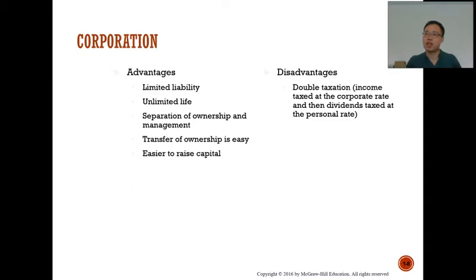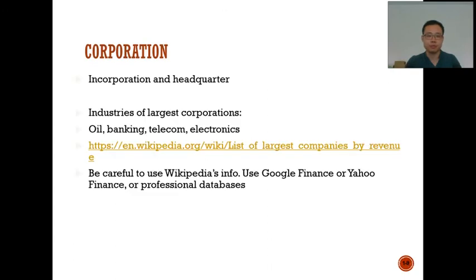You have $10 million. If you have a 30% corporate tax rate and 30% personal tax rate, then the final amount of money a shareholder gets from a $10 million profit is only $4.9 million. Okay, this is its disadvantage.